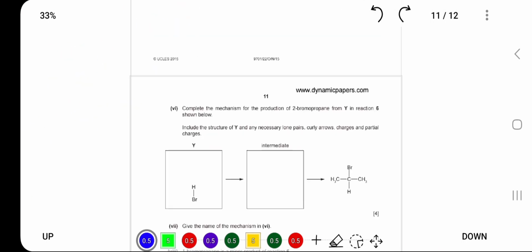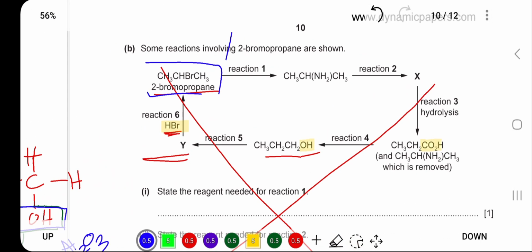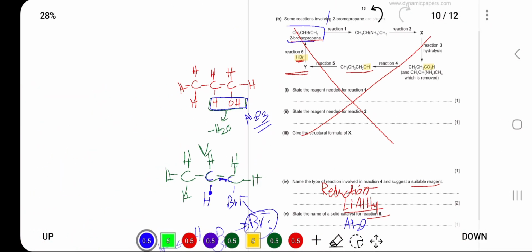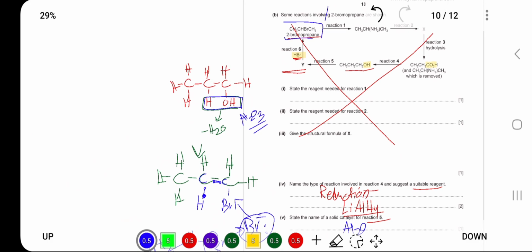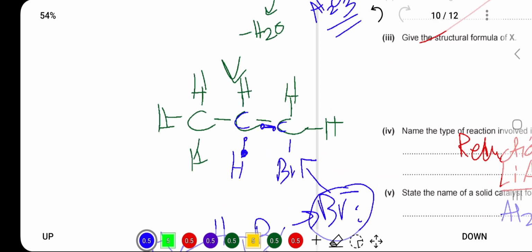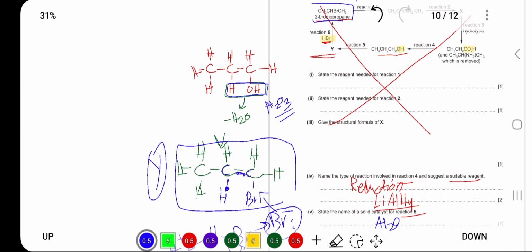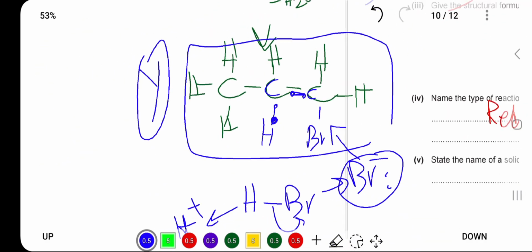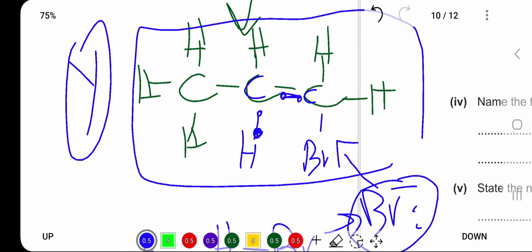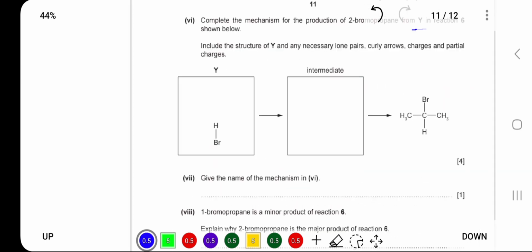Production of propane from Y. What is Y? Once again, because I truly forgot. Alright, so the explanation came in handy. This is Y. Y is after the dehydrating agent, so it's an alkene. But I just added the HBr to explain to you, alright? Alkene.